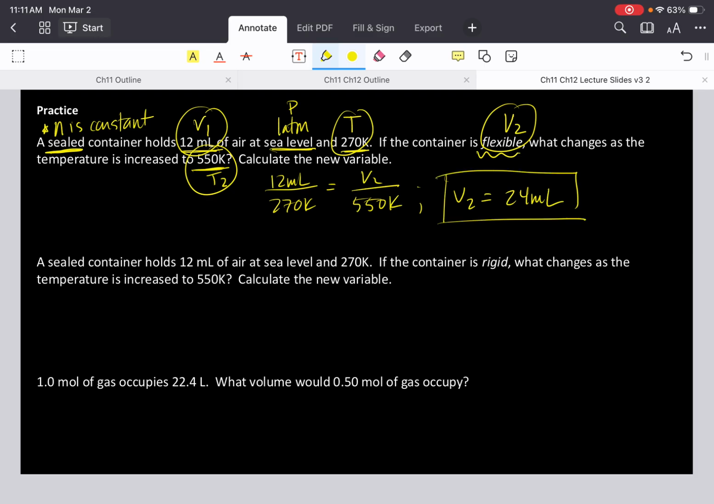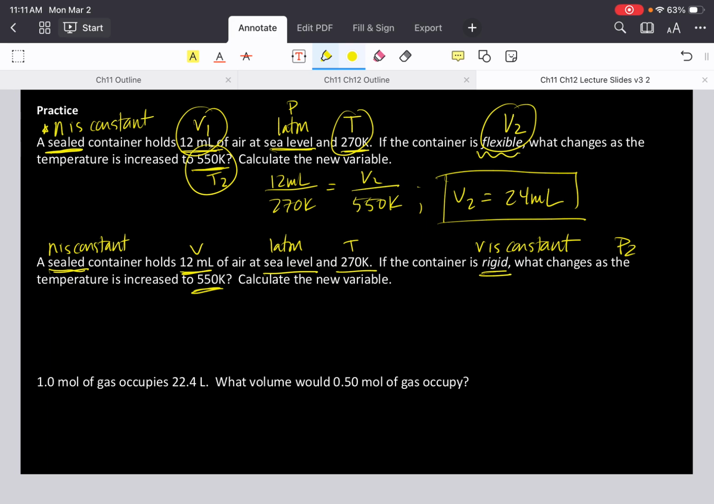All right, next one says a sealed container. So sealed, again, means that N is constant. We don't have to worry about that. Holds 12 mL of air, so we have a volume. Sea level, this is 1 atmosphere. 270, this is our temperature. If the container is rigid, that means V is constant. What changes as the temperature is increased to 550? So that means we're looking for a P2, with my new T.